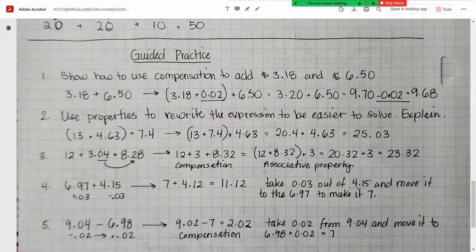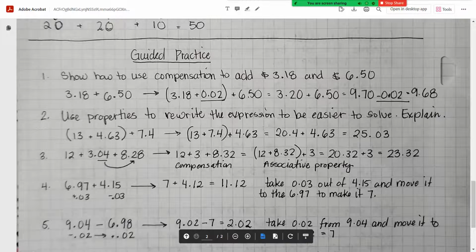Now I know 4/10 and 6/10 or 40/100 and 60/100 will give me 100 total. 60 plus 40 is 100. So that's how we made that whole. But we still also had these 3 extras over here, the 3/100.